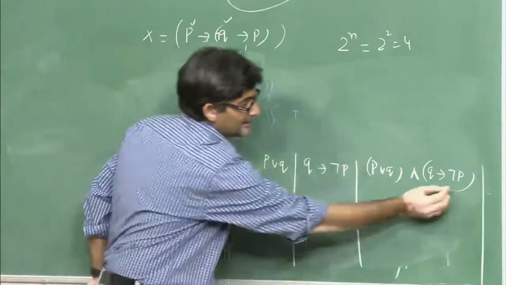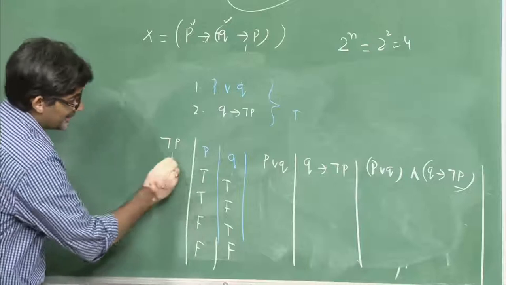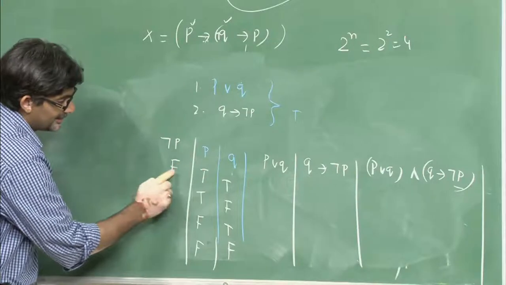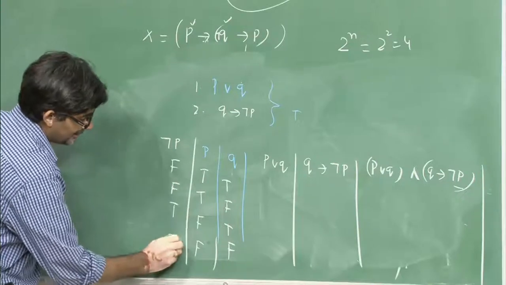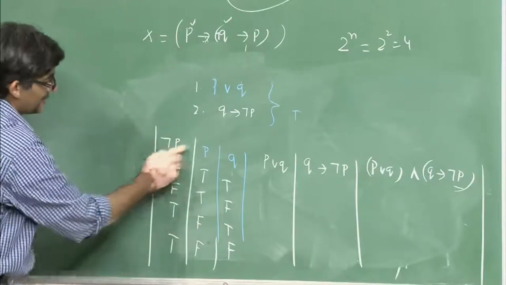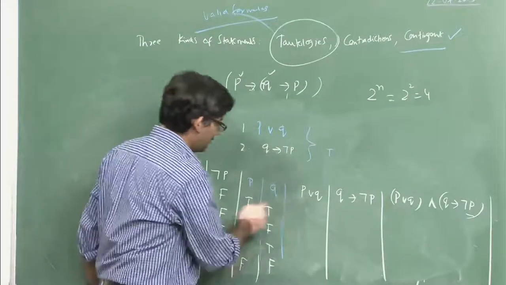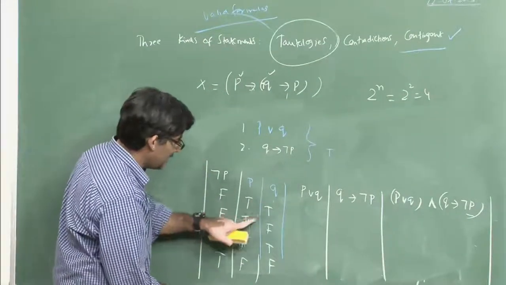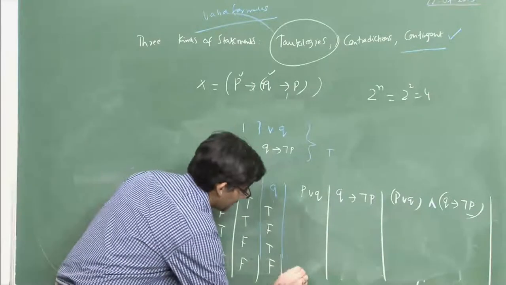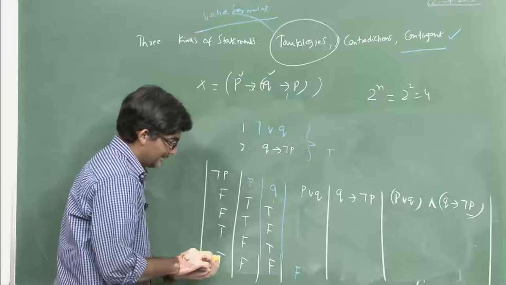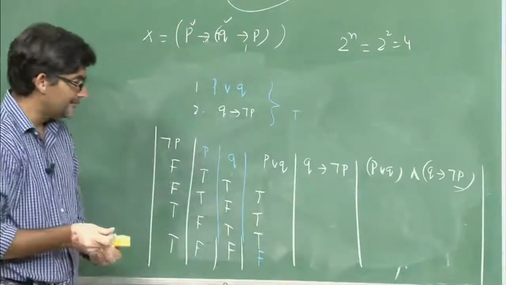So now we have not P, so you write it for not P also. When P becomes T, then it becomes false. So the negation of P takes the values FF TT. So now you fill these things. P or Q is going to be false only in the case when both constituents are false. In all other cases it is T.